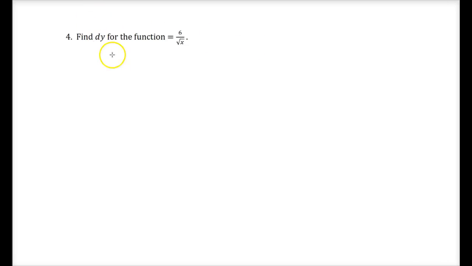All right, so for this one, it says find dy for the function, and this really should say y equals 6 divided by square root of x. So I'm just going to rewrite it here. Since this has something to do with the derivative, I'm going to rewrite all this in a way where it's easy for me to take the derivative. First thing that I know is that I could rewrite it this way.